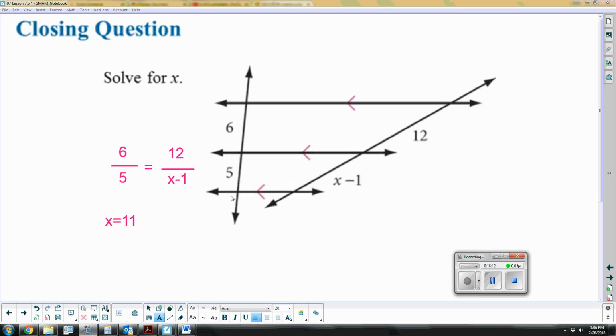In this last closing question, since you know that these three lines are all parallel, it splits up those segments proportionally. So you can use the ratio 6 to 5 is equal to 12 over x minus 1, and then solve for x. And when you solve for x, you get x equals 11.